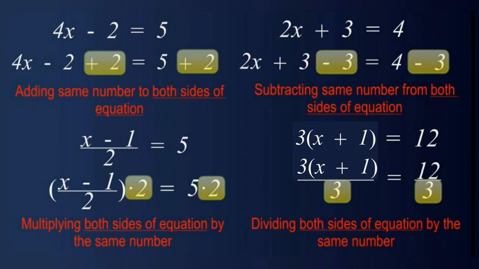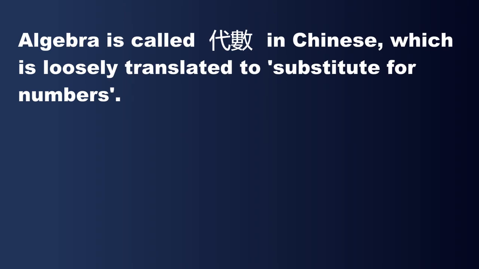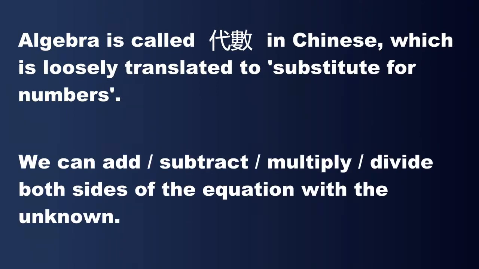I want to give you a perspective that you may not have heard before. In Chinese language, algebra is known as 代数, which is roughly translated to substitute for numbers. In other words, it is a number. We just don't know what it is yet. If we look at it that way, an unknown is also a number. We shouldn't be surprised that what we can do with a number, we can do the same with an unknown.